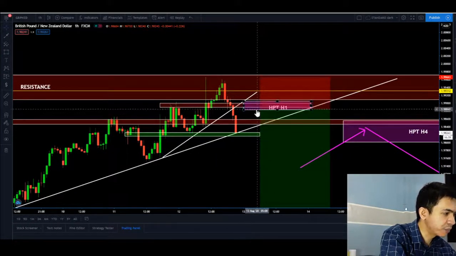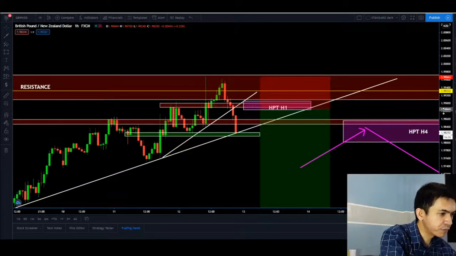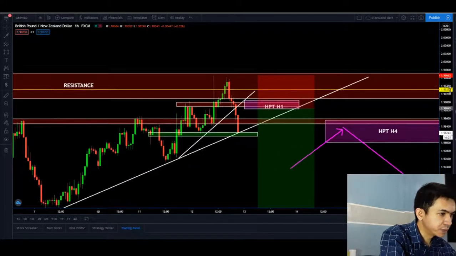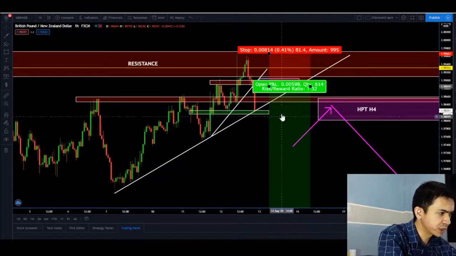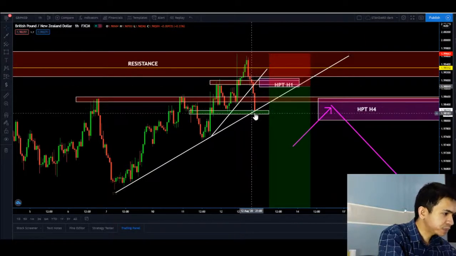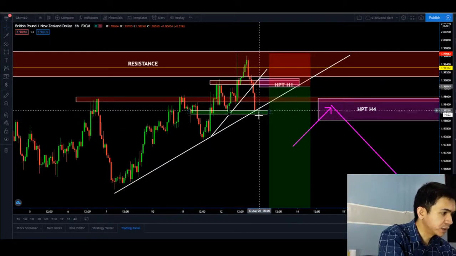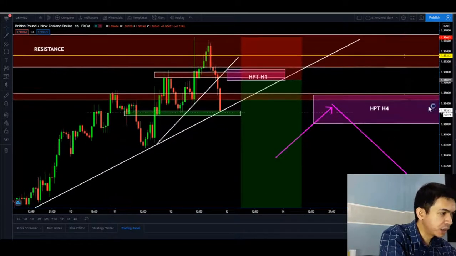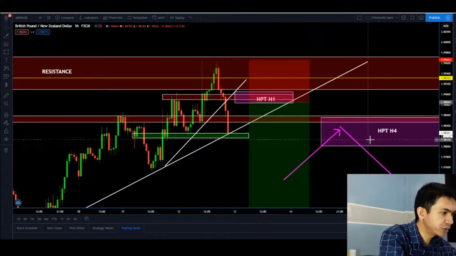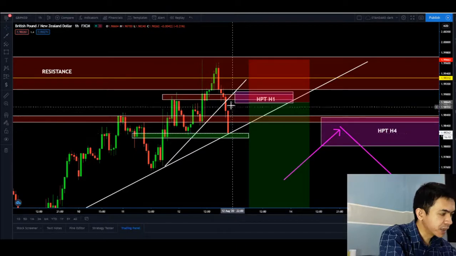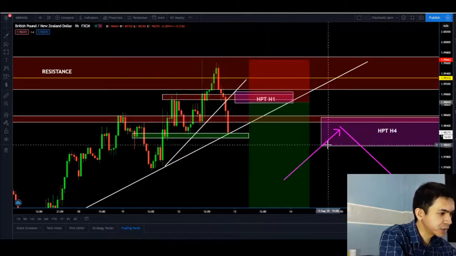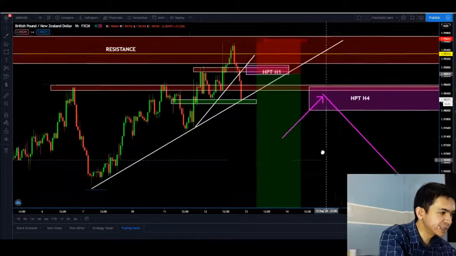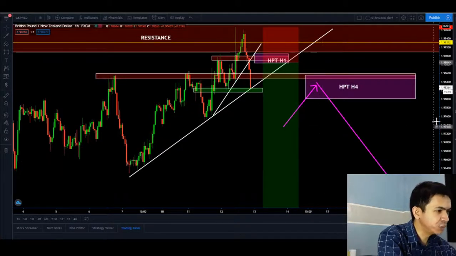So I would need the market to react to my HPT for me to enter the trade. Because we all know the concept of buy low, sell high. I want to sell at a much higher price instead of chasing the market now. All right. So again, we have two opportunities on an H1 and on an H4 time frame. So we just wait for the market to react to here and consolidate and probably reach our HPT on an H1 as well as on an H4. So that is my analysis on this pound kiwi pair.